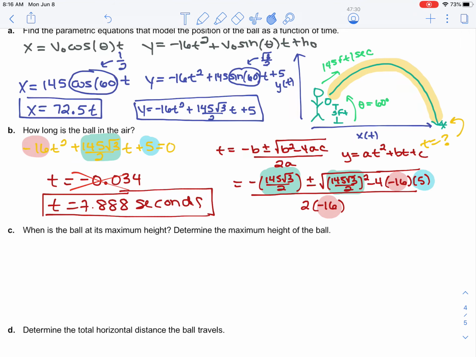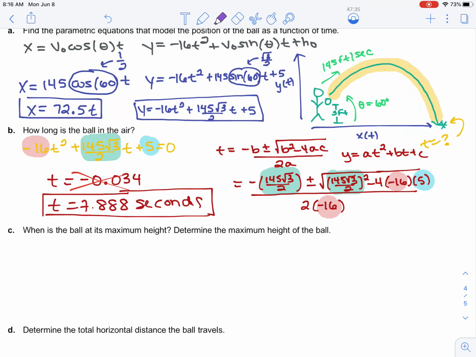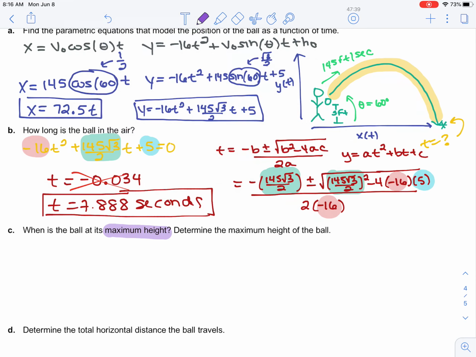Okay, part C asks, when is the ball at its maximum height? So we want to know when, so at what t value is it up here, up at the maximum height, at its vertex? And then we also want to determine the maximum height of the ball. So that would be y of t, right? We want to know the height as well as when it's occurring.